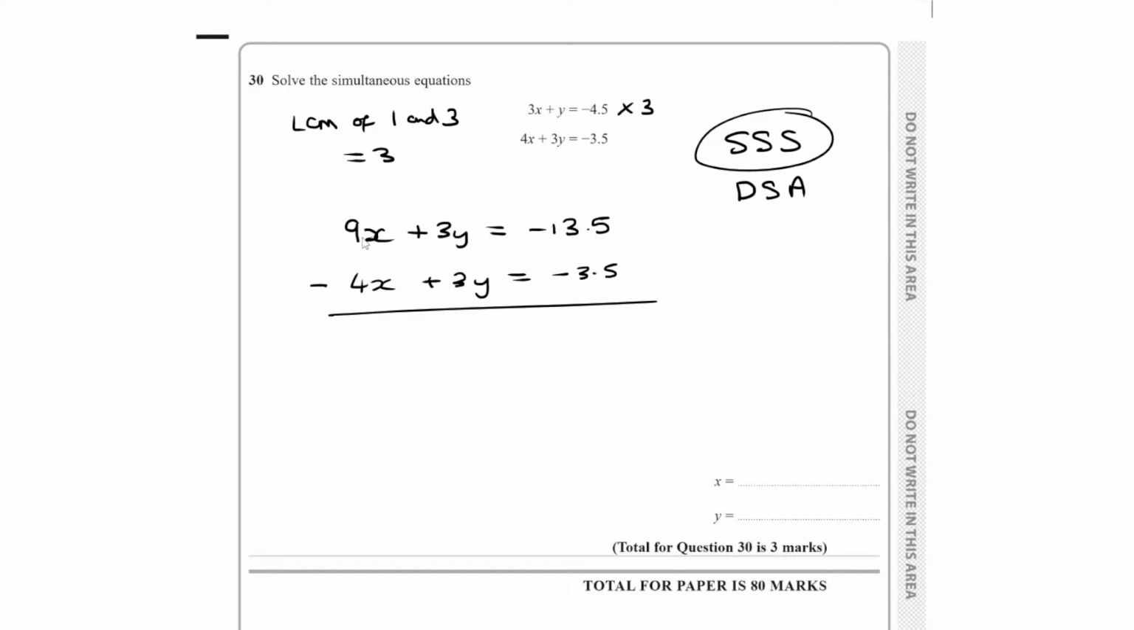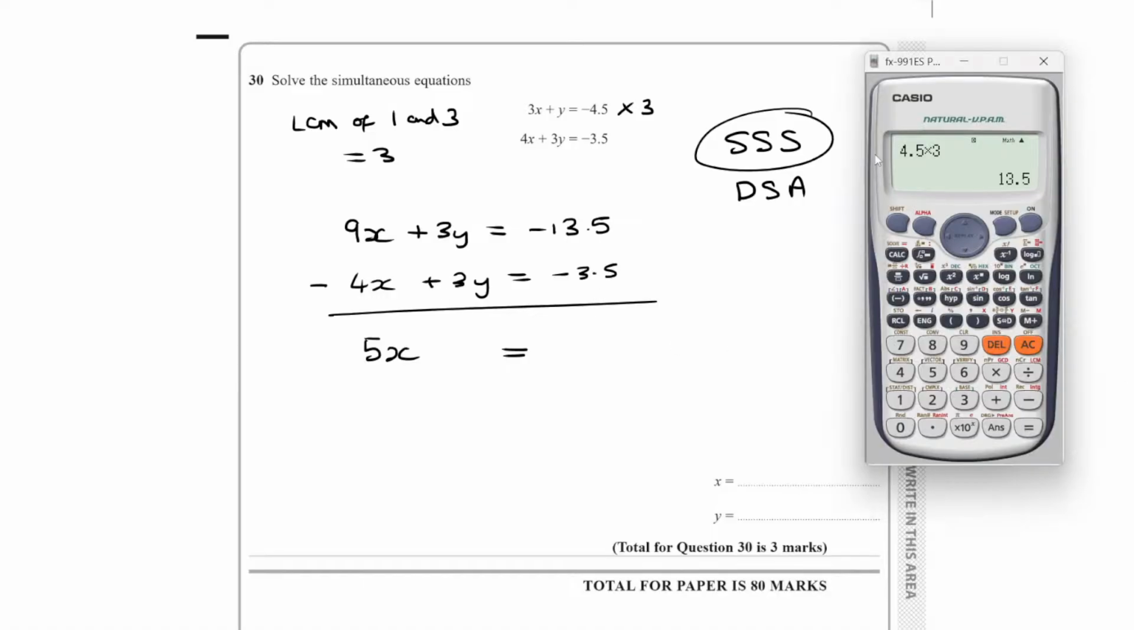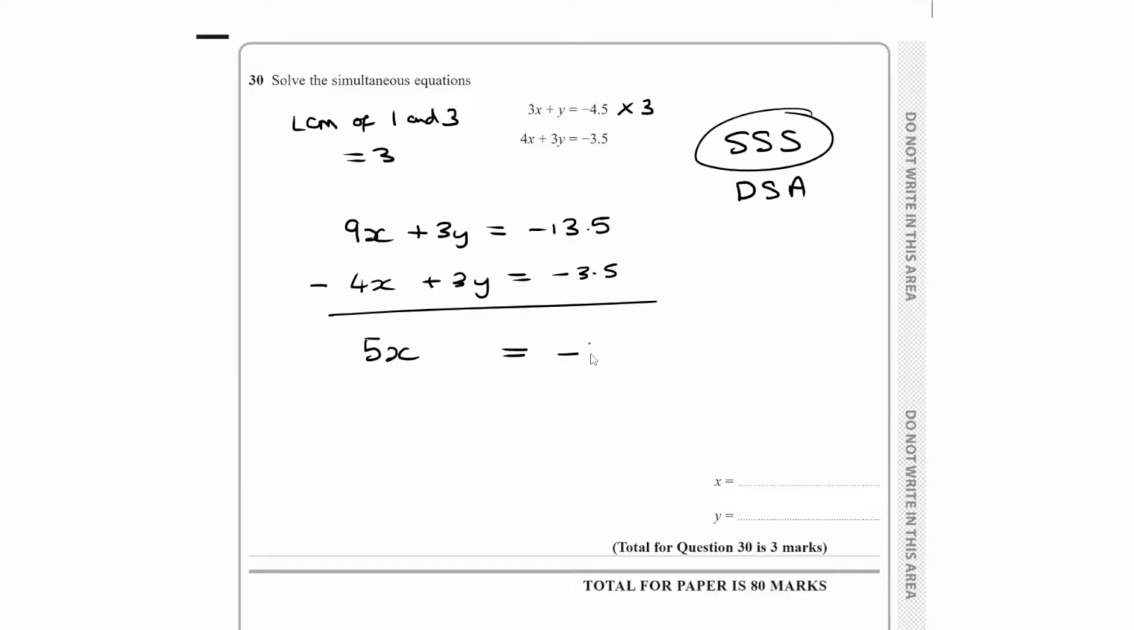So everything, so 9x minus 4x is 5x. Obviously 3y, take away 3y is 0, that's the whole point, that we're going to cancel them out. Now just be careful with this other thing here, because this is a double negative, isn't it? You've got minus 13.5, subtract minus 3.5. So it's a double negative, you should get minus 10. So be really careful with that last bit there. Do you see how now I've got an equation with just x?